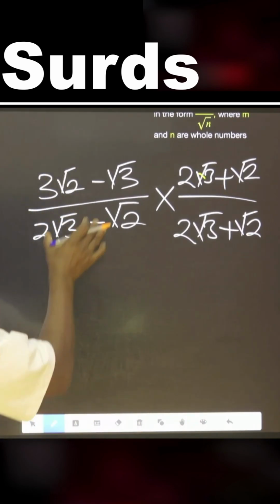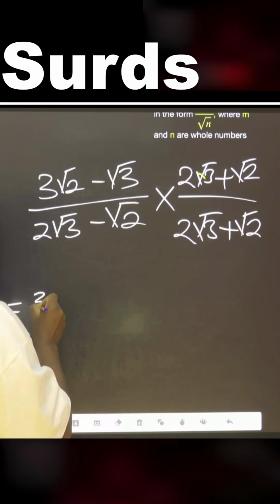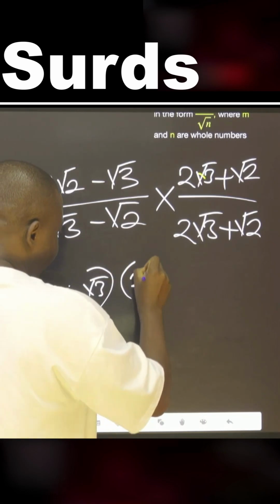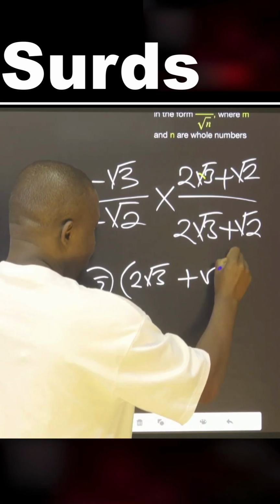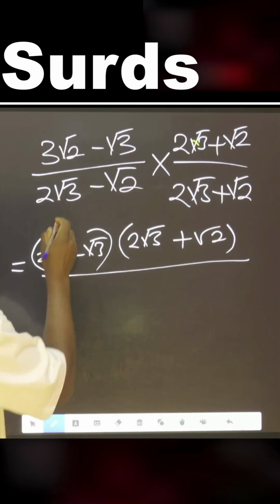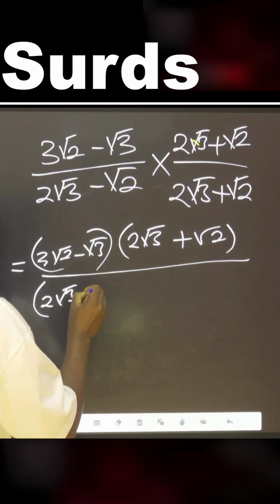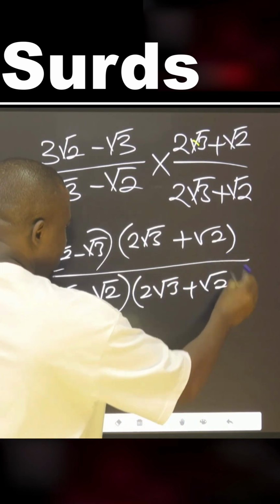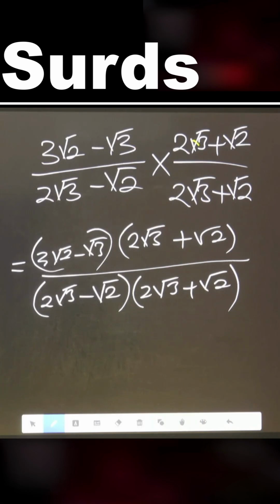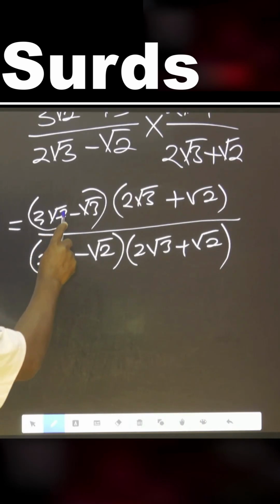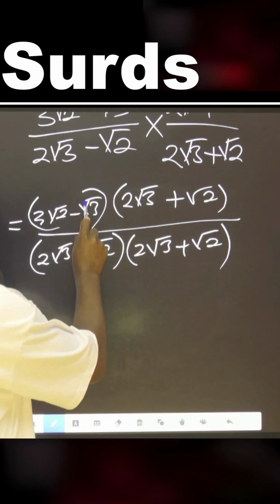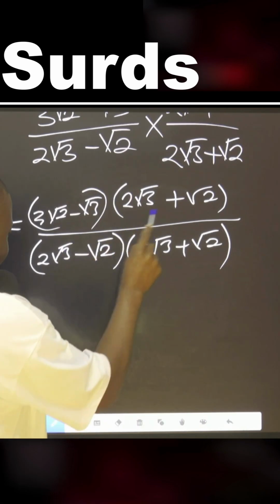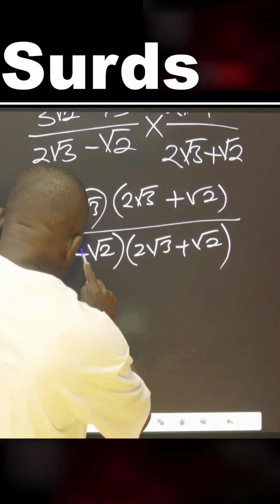Let's continue. So we take this now as 3 square root of 2 minus square root of 3 multiplied by 2 square root of 3 plus square root of 2 all over the same thing here, 2 square root of 3 minus square root of 2, 2 square root of 3 plus square root of 2. So with this now, you agree with me that this and this are not the same. This and this are not the same. So we cannot use the shortcut. But this and this are the same. The only difference is the sign between them.